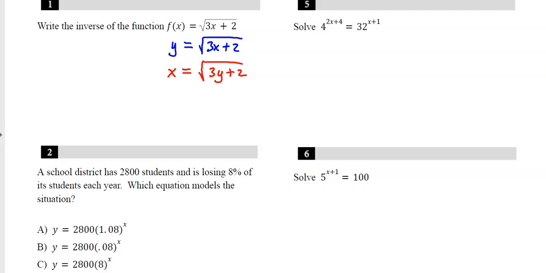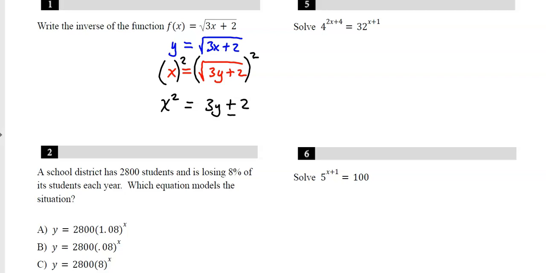And that kind of goes to the fact that when you graph this, it's always symmetrical about the line y equals x. So the ordered pairs are always switched. So to get rid of that square root, I'm going to square both sides. I'm going to square this side. And I'll get x squared equals, and over here will just be 3y plus 2.